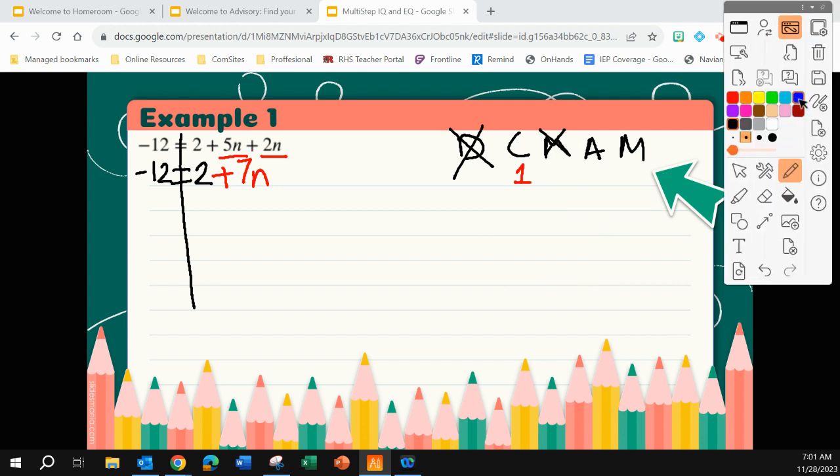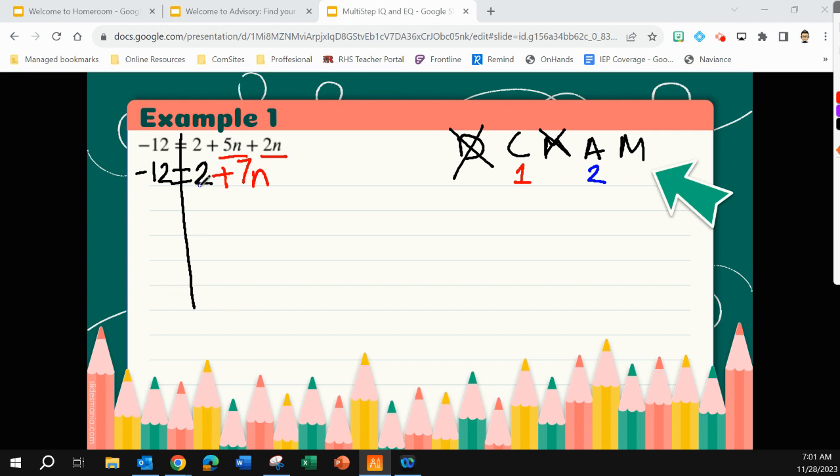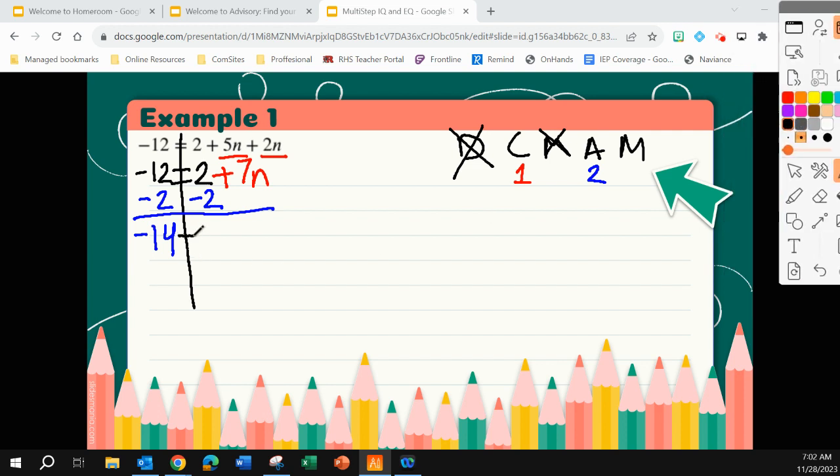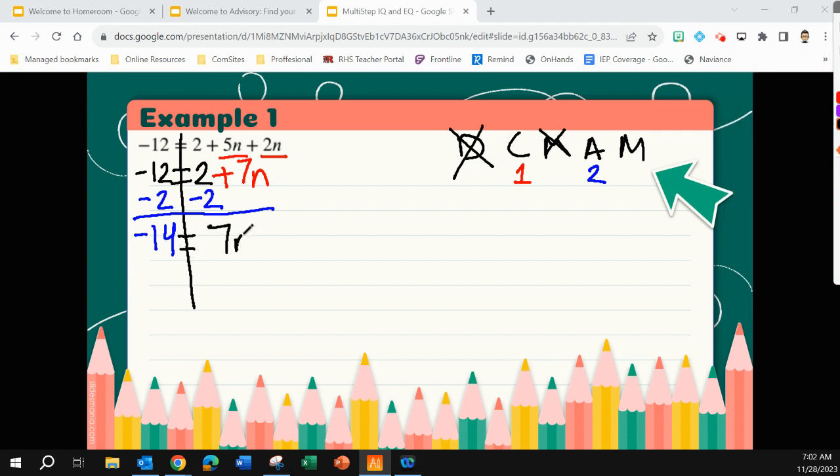Our next step is to undo any addition or subtraction happening. So this is my second step. So I have a positive 2. We're not doing minus 7 because that 7 is being multiplied to the n. No, we need to get rid of this 2. That is being added. Opposite of positive 2 is minus 2. I subtract 2 from both sides. Negative 12 minus 2 is negative 14. I bring down my equal sign, the positive 7n.